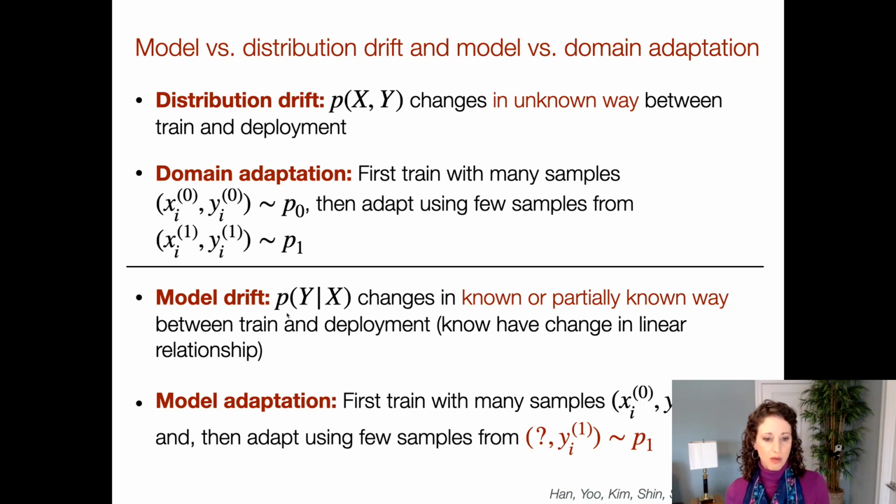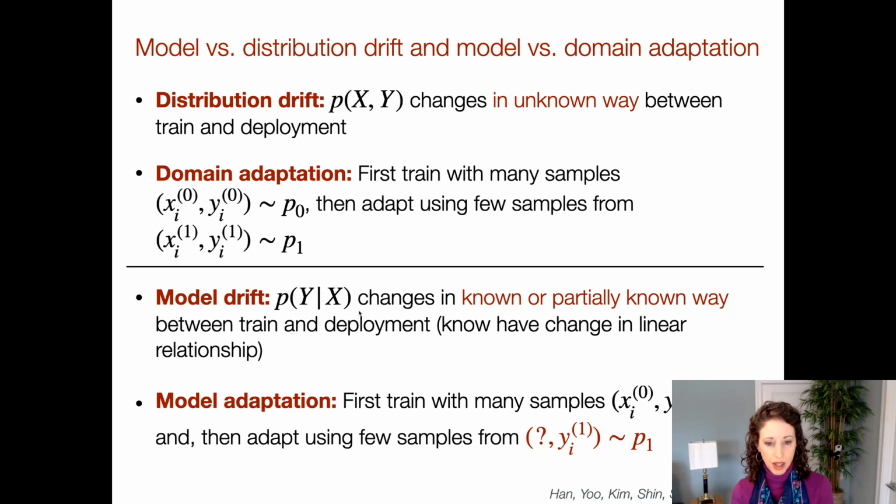Now in contrast, when we talk about model drift in our context, this distribution is actually changing in a known or partially known way. In particular, we know that there's a linear relationship between y and x, and we know it's that relationship that's changing. And we might even know exactly how it's changing. We might even know what A0 and A1 are.